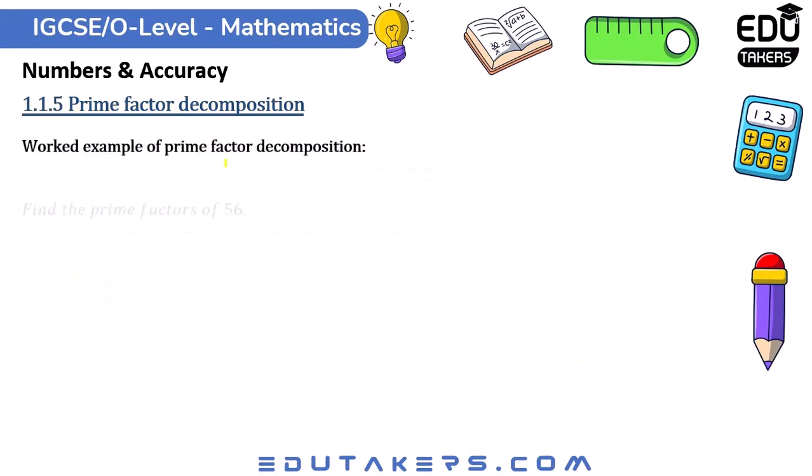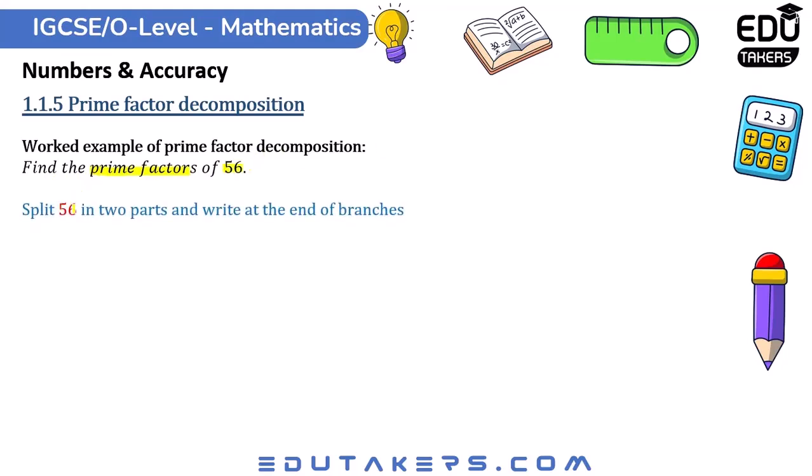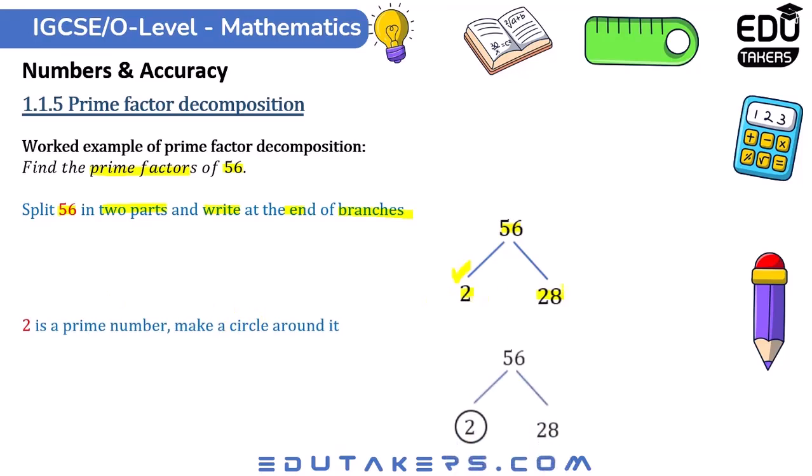Here we have a worked example. Find the prime factors of 56. So split 56 in two parts and write at the end of branches like this. Here we have 56 and we divide it as 2 times 28. Now 2 is a prime number but 28 is not a prime number. So we will repeat the process and make a circle around 2.